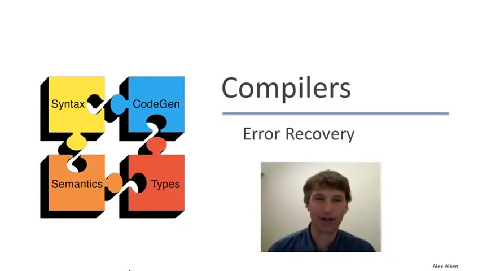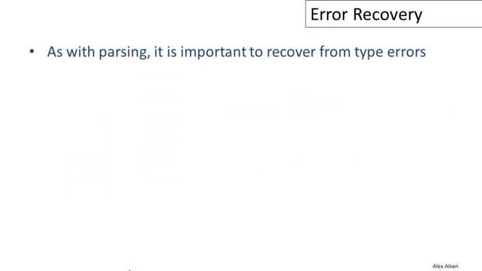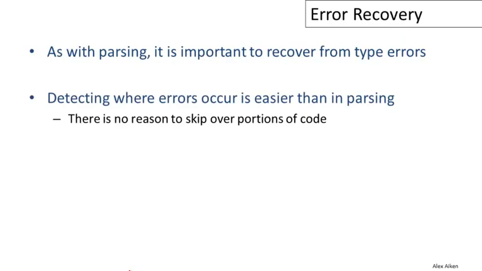In this video, we're going to wrap up our series on type checking with a discussion of how to recover from type errors. As with all the other front-end phases, like lexing and parsing, it's important to recover from errors that happen during type checking. But unlike parsing, it's much easier to recover from errors in the type checker because we already have the abstract syntax tree.